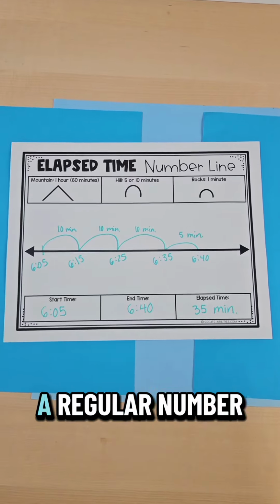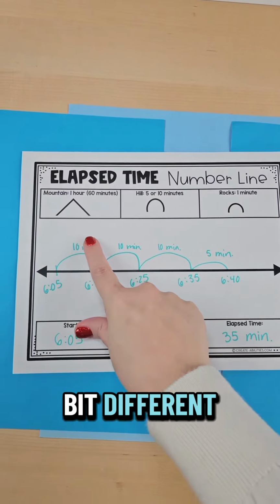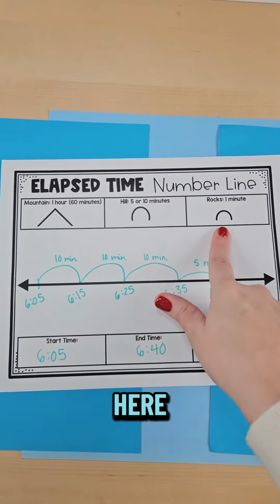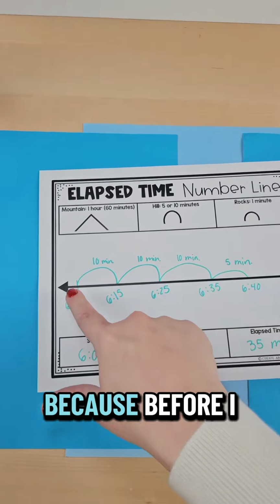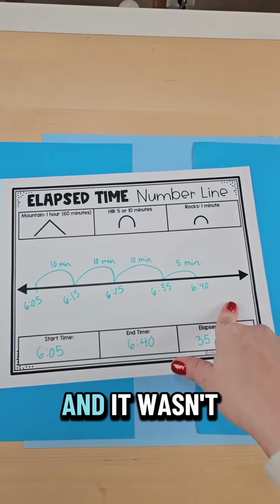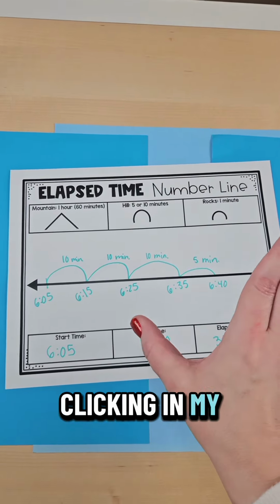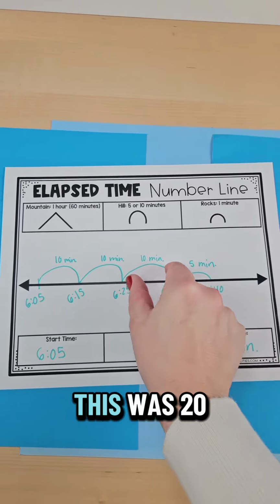All right, we have a regular number line here. This one's already filled out so you can see, but what makes it a little bit different is you use the different shapes here to indicate the different amounts of time that have passed. Because before I was just doing, all of them looked like these hills, and it wasn't clicking in my kids' brains that maybe this hill was an hour and this one was 15 minutes and this one was 20 minutes.